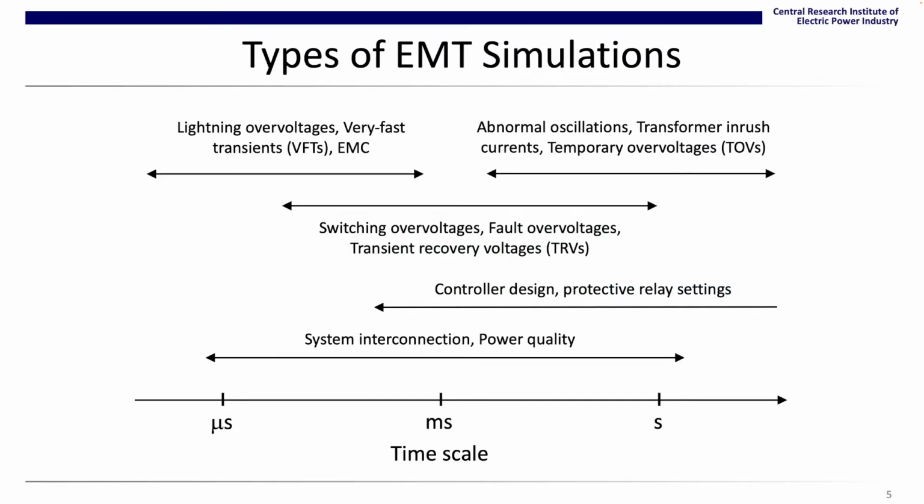Top left, the simulation of lightning overvoltages, very fast transients or VFTs, and electromagnetic compatibility or EMC range from sub-microseconds to around a millisecond. At the center, switching overvoltages, fault overvoltages, and transient recovery voltages or TRVs range from some microseconds to around a second. Right top, the simulations of abnormal oscillations, transformer inrush currents, and temporary overvoltages or TOVs range a timescale from milliseconds to seconds.